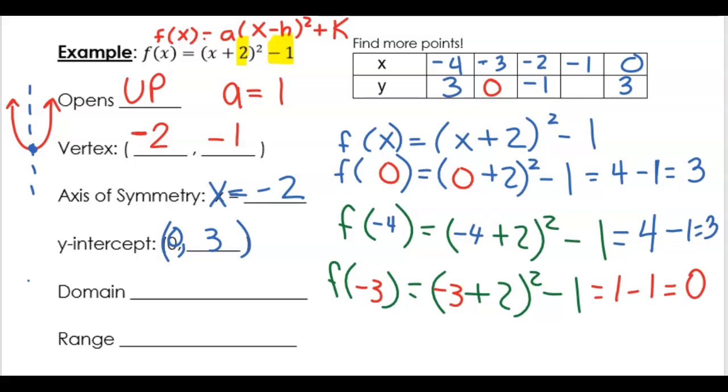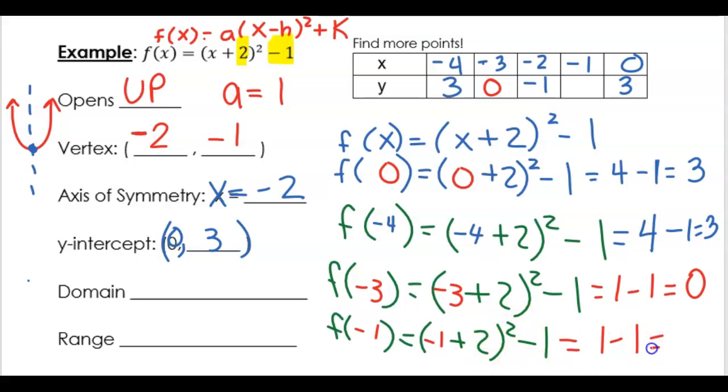Can I fit one more on there? In place of the x, I'm going to substitute in this -1. This is equal to +1, and square it. 1 squared is still 1. This one is that -1 right there, and so this one also came out to be 0. So I fill in the table by plugging points into the original equation.